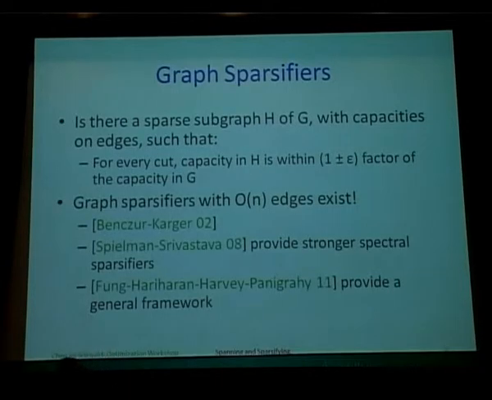Okay, and there exists some really nice collection of results which shows that for every single cut, the capacity in H is within a 1 plus or minus epsilon factor of the capacity in G, and the number of edges is just linear. Even if the original graph is very dense, you can actually do it with a linear number of edges.